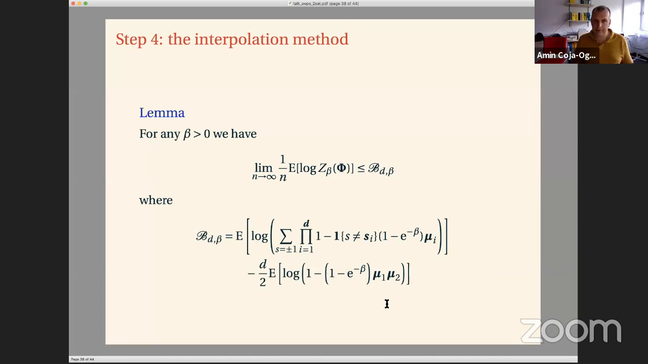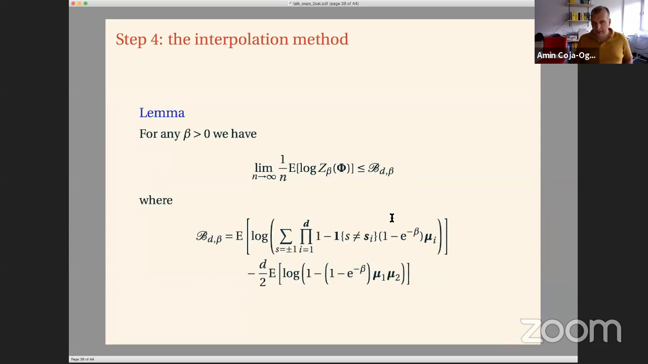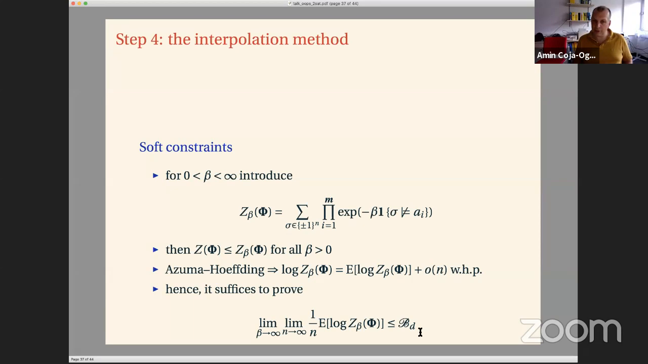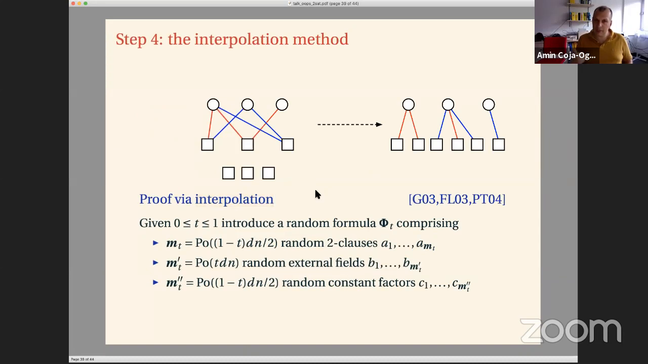And so this is where the interpolation method comes in. Actually, what we are going to prove is that this expectation, the expectation of 1/n log Z_beta, is upper bounded by the corresponding soft version of the Bethe free energy, which is defined here. But it's very easy to see that as you take beta to infinity, as you make beta large, this quantity will actually converge to the original hard B_D. So this inequality here does the trick for us, because B_D,beta actually converges for beta to infinity to B_D. So this is what we are left to prove, and we are going to use the interpolation method to establish this result. And so here's how the interpolation method works.